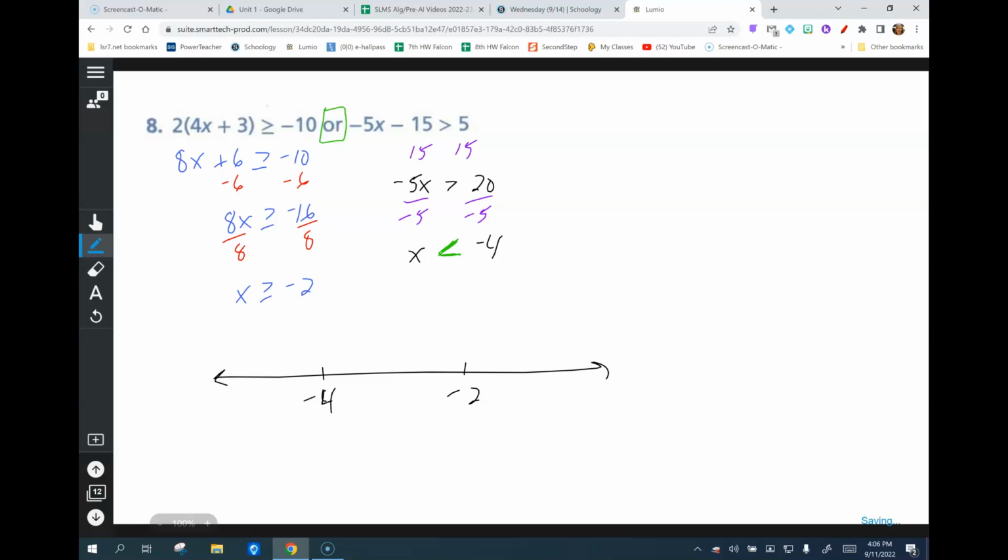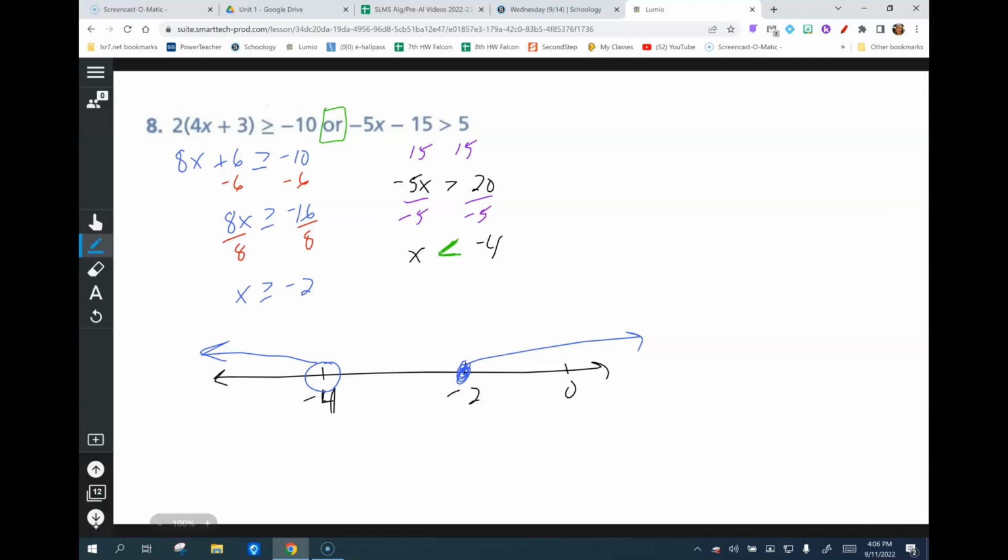Okay, and 0 would be over here. So let's graph each of these. We have x is greater than or equal to negative 2. So this is a closed circle on negative 2, going off to the right. And we have x is open circle, going off to the left. And that is what happens.